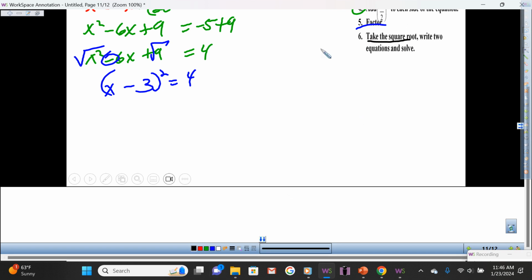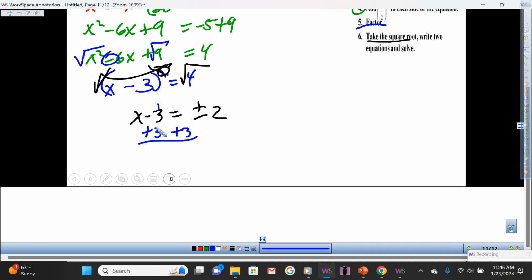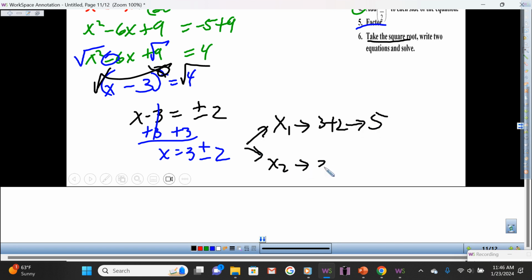Next, we take the square root of both sides to cancel this squared. We end up with x minus 3 equals plus minus 2. Solve for x, plus 3 plus 3. x equals 3 plus minus 2. Then we write our two equations. x1 is 3 plus 2, which is 5. And x2 is 3 minus 2, which is 1. Hands if you got that by yourself. Let's go! Send me your work, please.